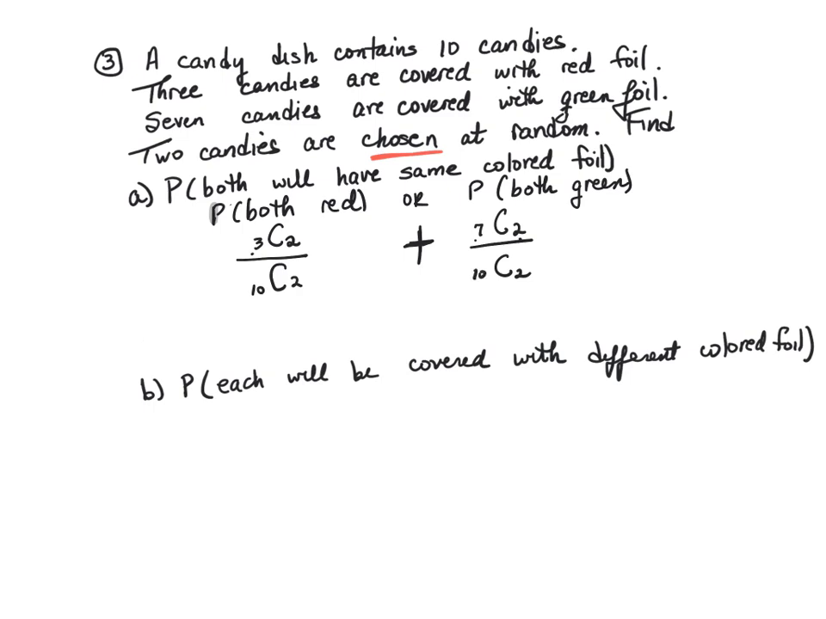So when we add these 2, we get 3C2 plus 7C2 over 10C2. 3C2 is the same as 3C1, which is 3. 7C2 comes out to be 21, and 10C2 equals 45. So the answer is 8 over 15 if we simplify the fraction. And I don't expect that on your paper. I'm happy with this answer here.